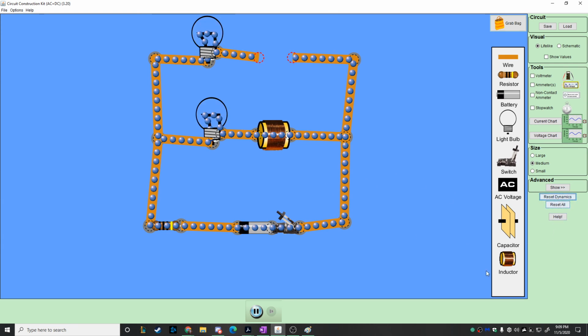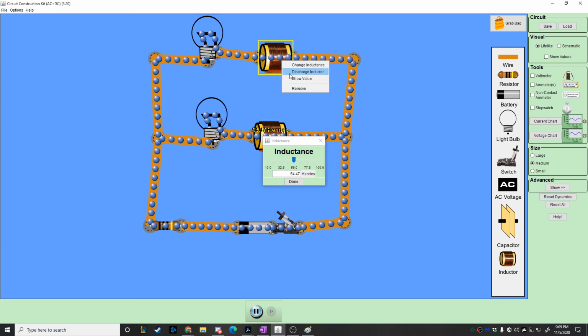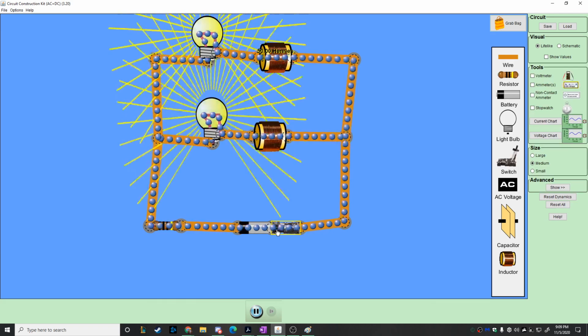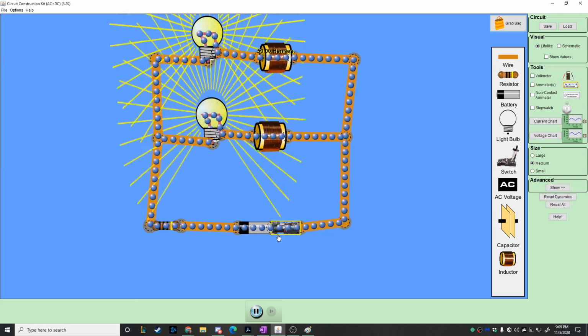All right, reset dynamics. Let's put an inductor back in here, and discharge. Let's make both of them the same, or one just slightly different. That one's 50 and that one's that. Okay, what happens when we do this? And then when we do this. Okay, it's not getting mad at me as much anymore.